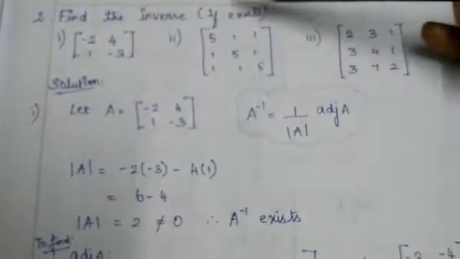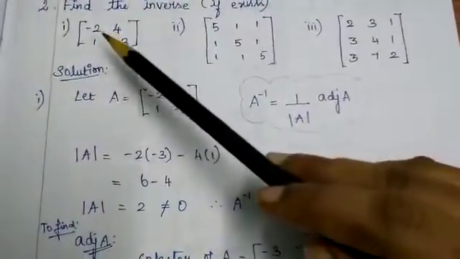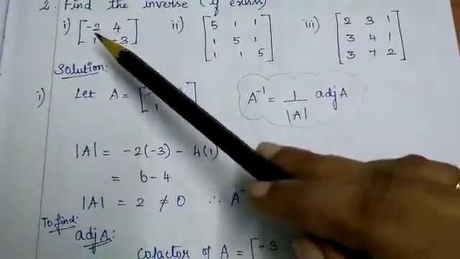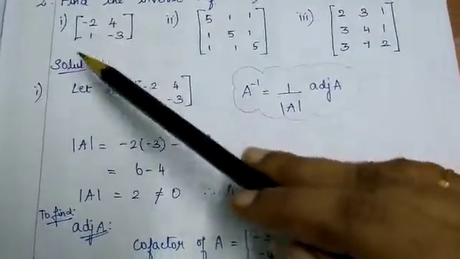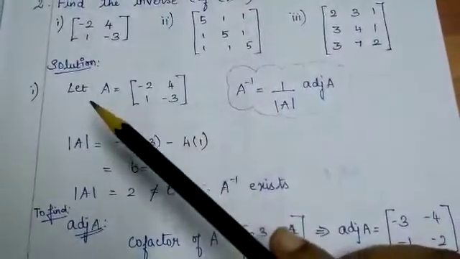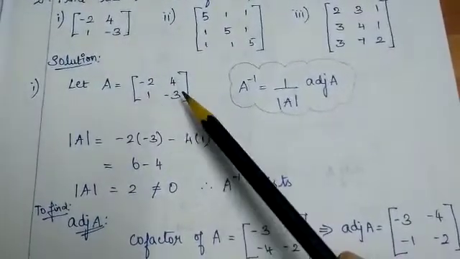Here is your second sum. The question is, find the inverse if it exists. You have three subdivisions under the second sum. First is minus 2, 4, 1, minus 3. Here it is a 2 cross 2 matrix. So I am taking my given matrix as A. Let A equal to minus 2, 4, 1, minus 3.